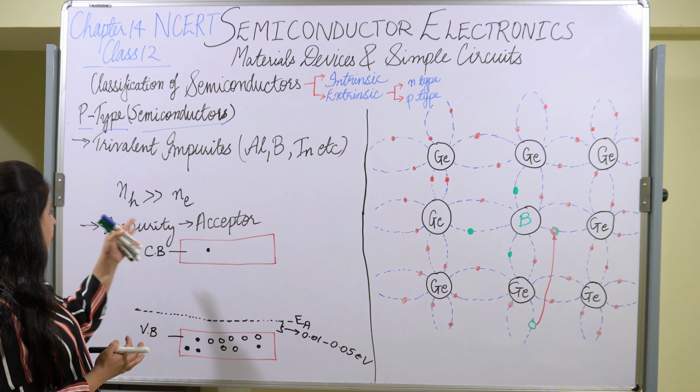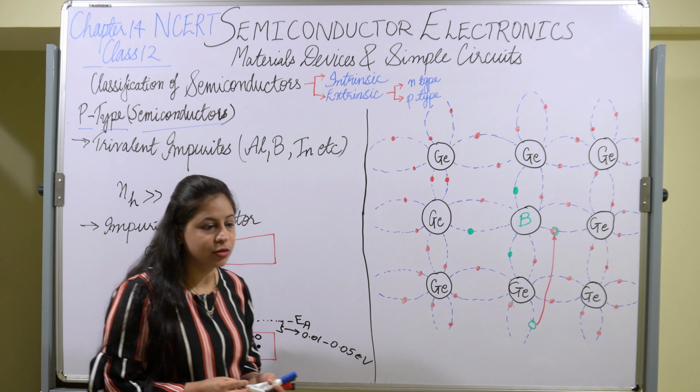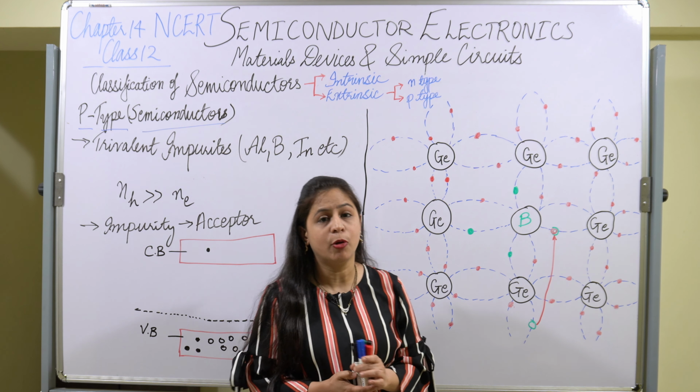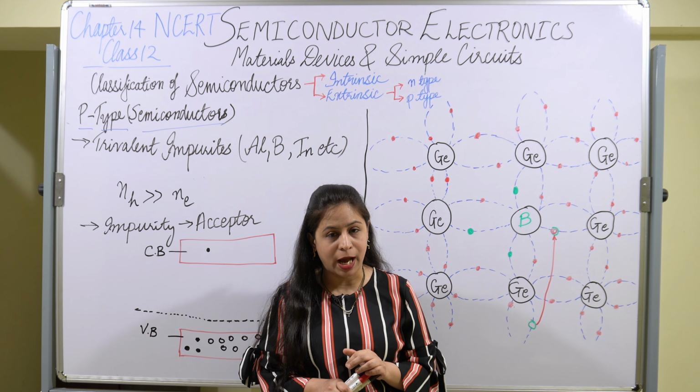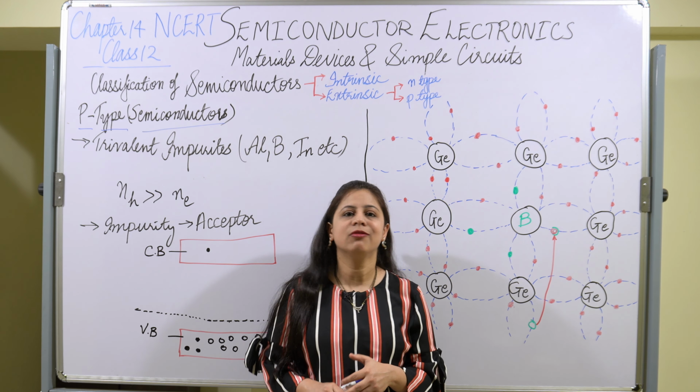So this was all about the p-type semiconductors. Now we will start the p-n junction, then the p-n diodes, rectifiers, and so on.